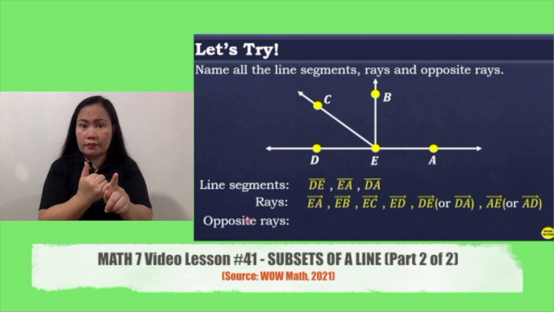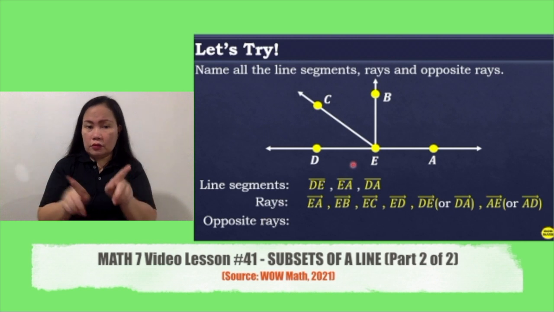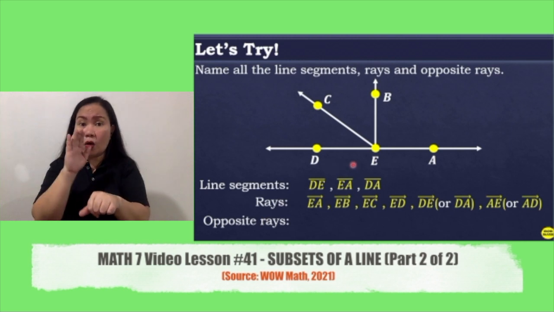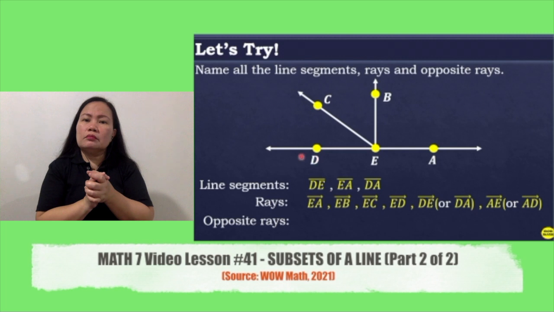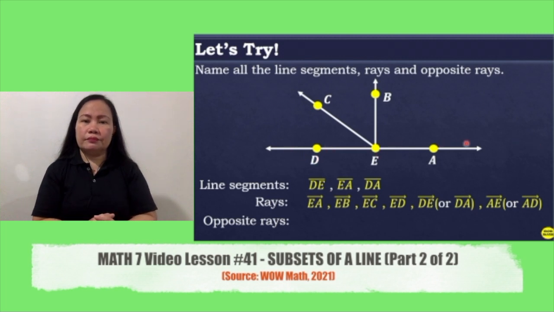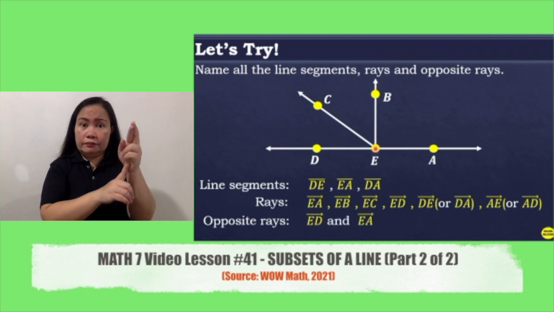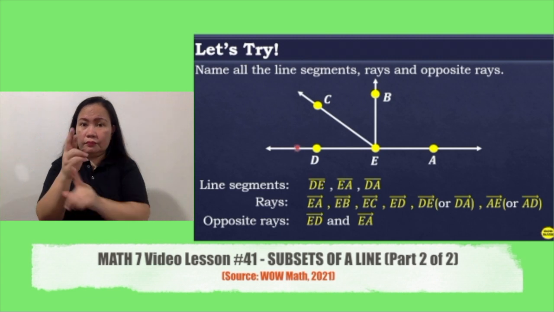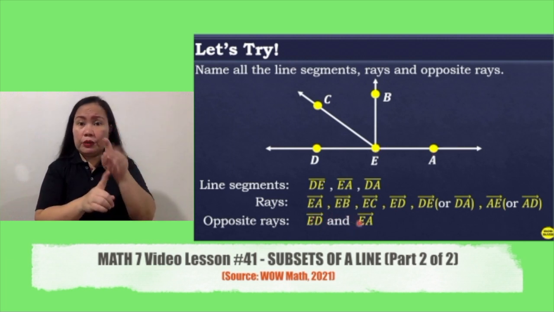Now, opposite rays, ito po ay makikita mo lang po sa line kasi dapat meron siyang extending in both directions. So, dapat yung opposite direction mo parehong may arrowheads yon. So, ang opposite rays ay makikita lang po natin sa line. So, dito lang tayo titingin. Okay? So, ito po, ang common endpoint niya is E. Okay? So, our opposite rays, ray ED and ray EA. So, ang common endpoint po nila is point E.